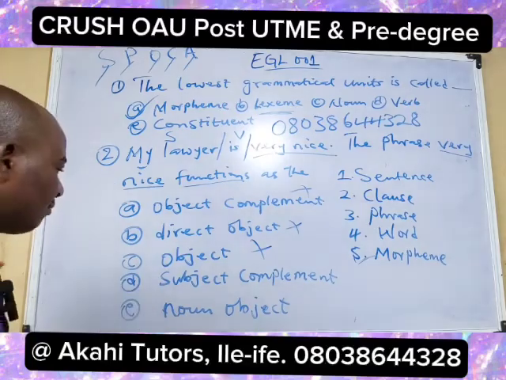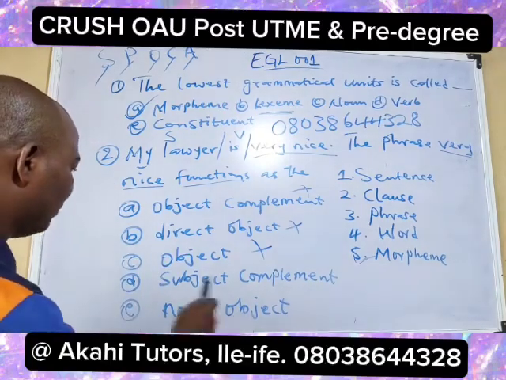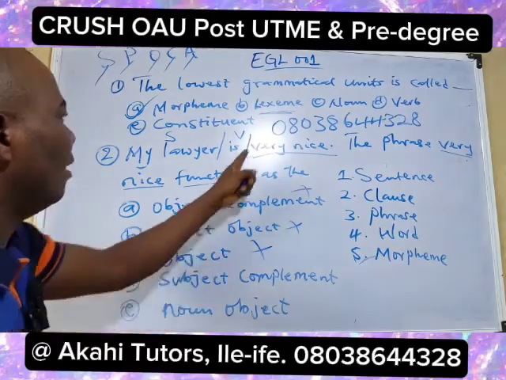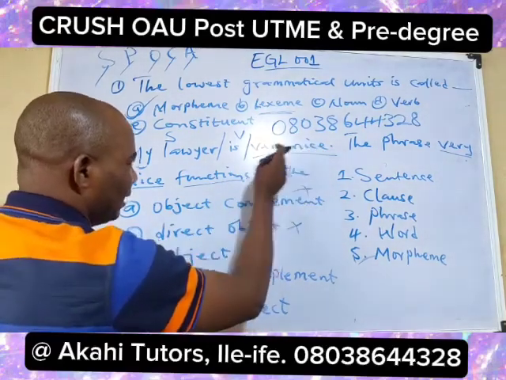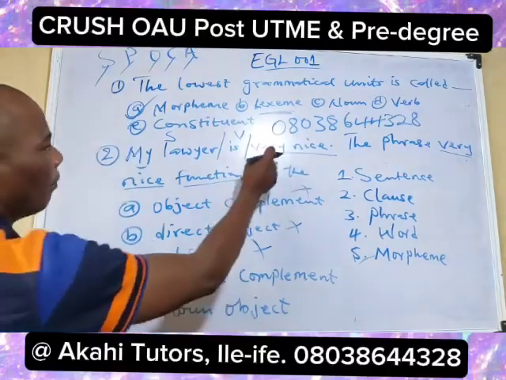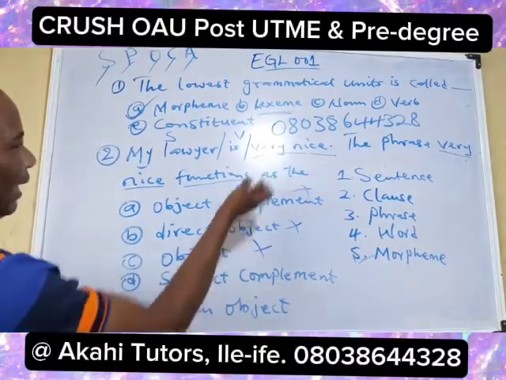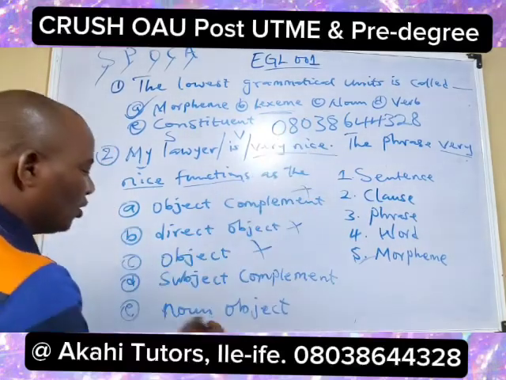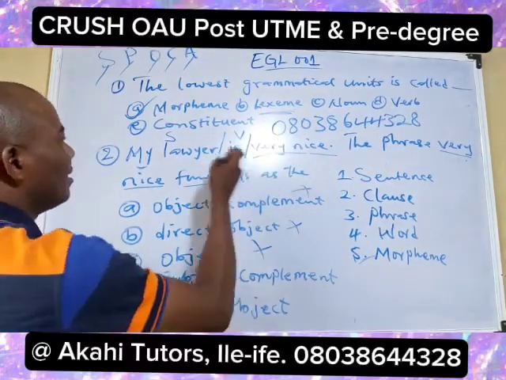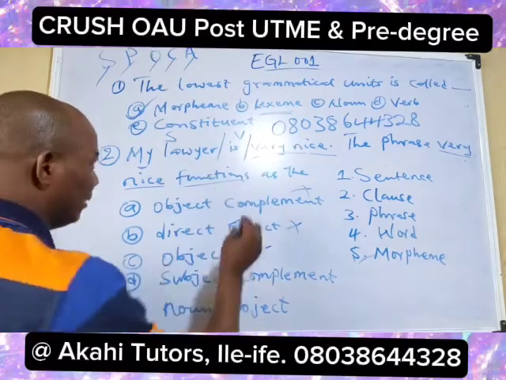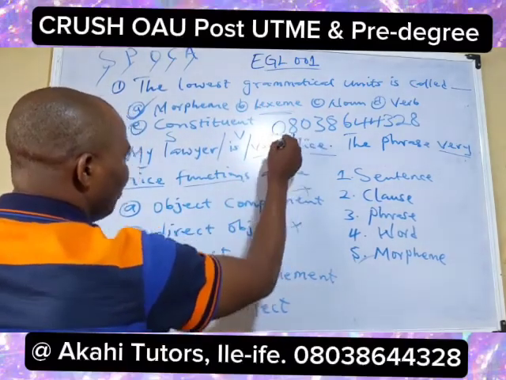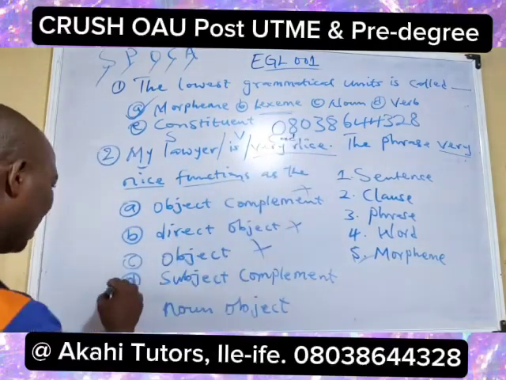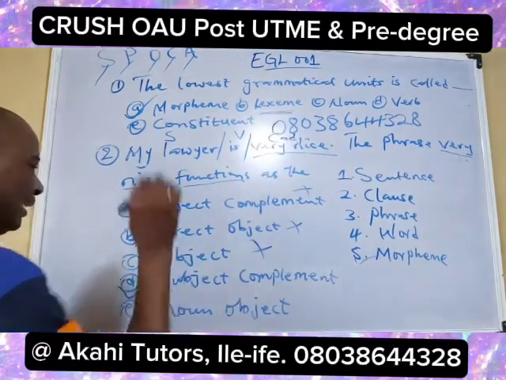So option D, noun object. Do we have a noun object? Very nice is an adjective. Nice is an adjective. Very is an adverb pre-modifying the adjective. So in fact, it cannot be an object. So it's not a noun object. This one is complement adjective. So the correct answer is subject complement adjective.